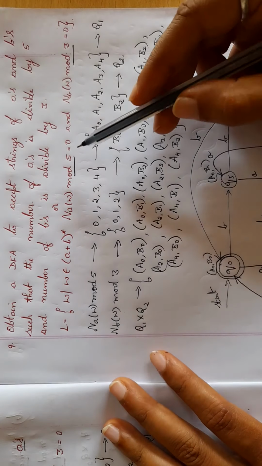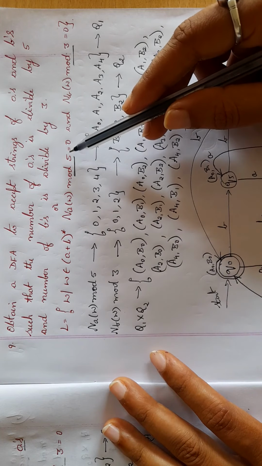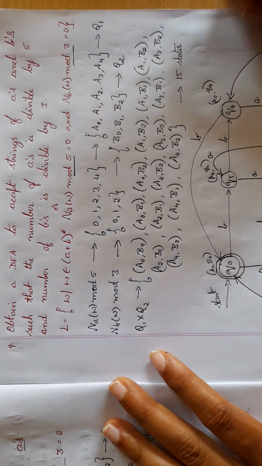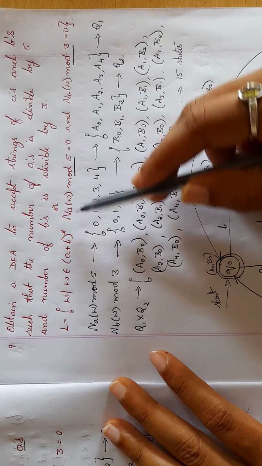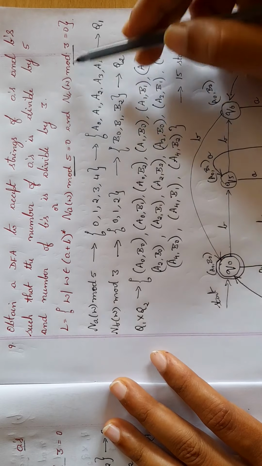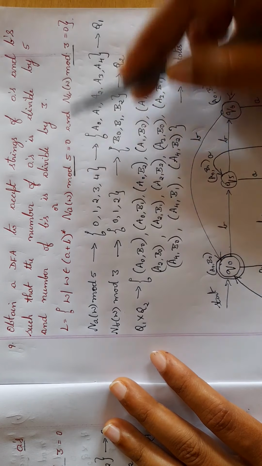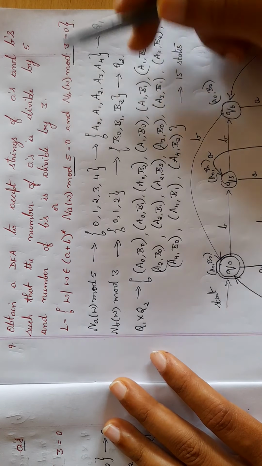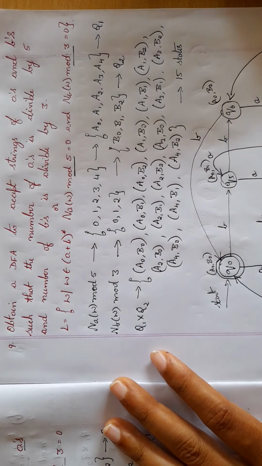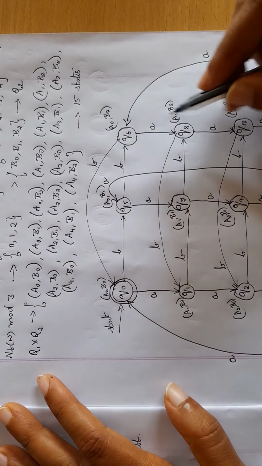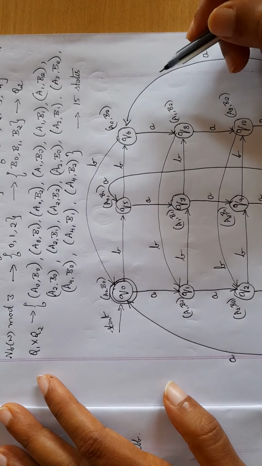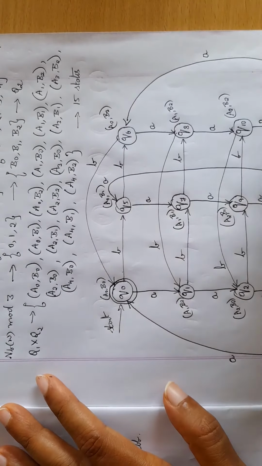So what will be the basic string? 5 A's and then 3 B's. And for the same question, suppose they have given mod 5 equal to 1, mod 3 equal to 2. Okay, 1 and 2. That time which will be the final state? A1, B2. So you have A1, B2 here. A1, B2 will be the final state. So according to the question, you should predict which will be the final state.